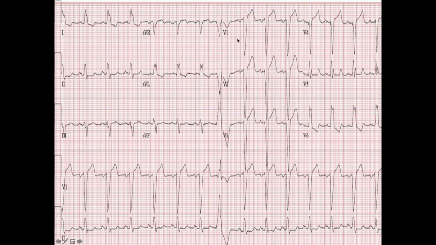So we're going to look at V1, use our turn signal method. From the J point, we go down. Looks like a left bundle branch block. How do we confirm that? Lead 1 and V6. I'm looking for monomorphic upright mountains as QRS complexes, and I have that. So we have a left bundle branch block going on here.